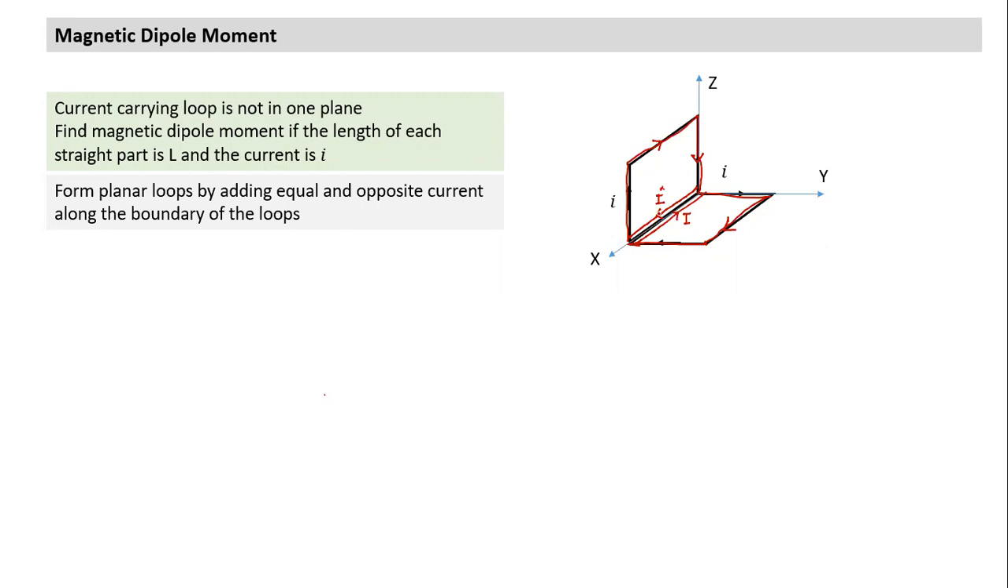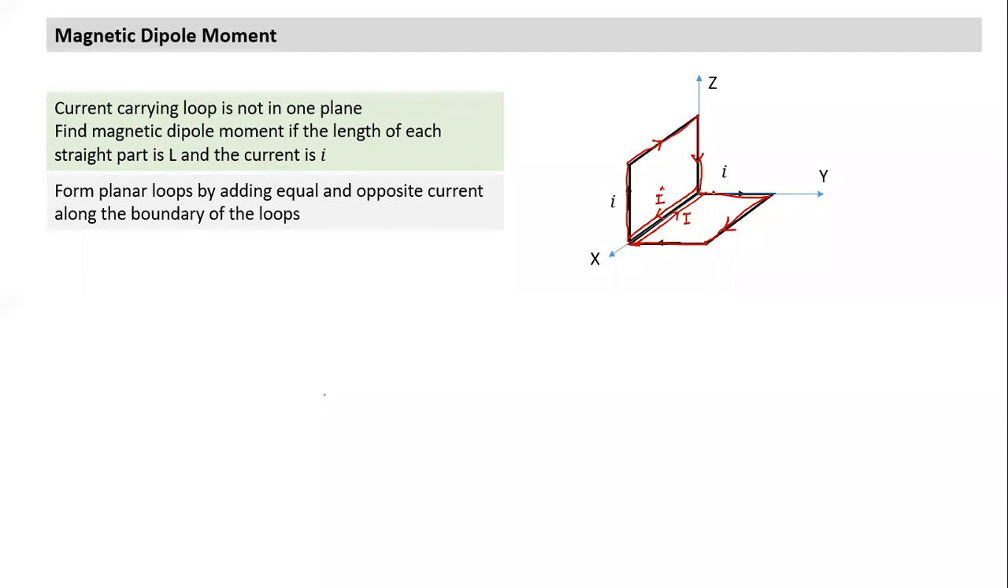But by adding these two equal and opposite currents along the common boundary, what is the advantage we get here? It becomes two loops. So whenever we have something lying in two or three different planes, we can break it into planar loops, each loop lying in one particular plane, by adding equal and opposite current along the boundary of the loop.